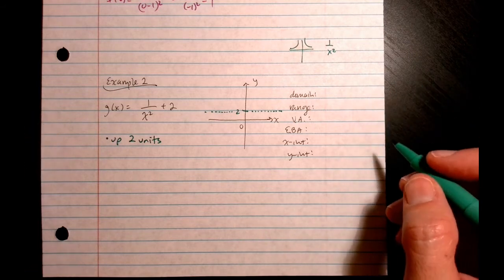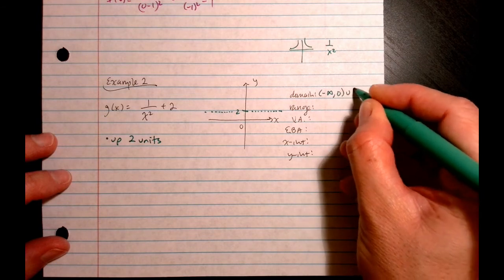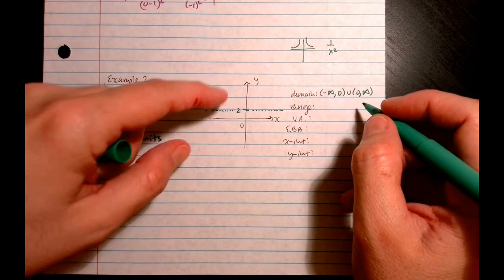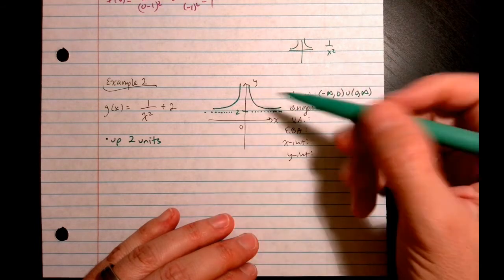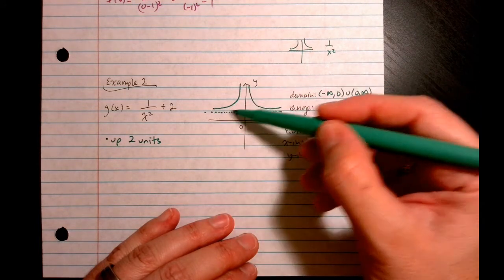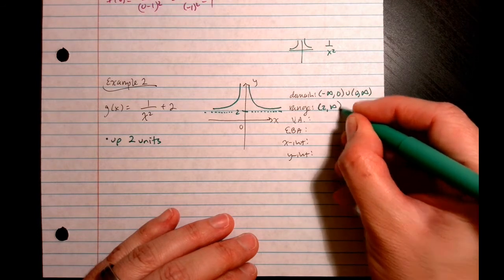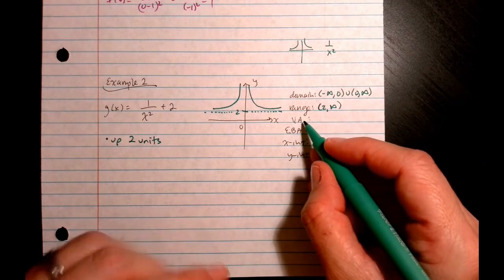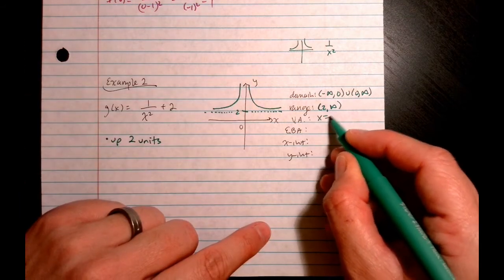So let's talk domain. Domain is still all real numbers except 0. Range, okay. So my graph looks like this. So the range is going to be anything approaching 2. So we're going to say from 2 to +infinity. Vertical asymptote is still exactly the same as my parent function, so x equals 0.